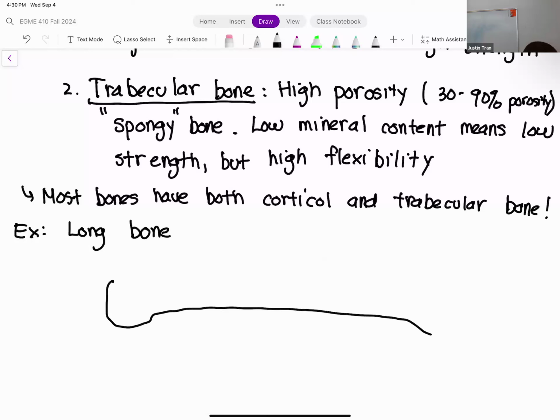So long bones have a structure that's kind of like this. We'll say this is the tibia, just for example's sake. Okay. What's interesting about this bone, long bones are a great example because they show you a lot of different aspects of bones and what they are used for. Okay. And so we have the long middle part here.